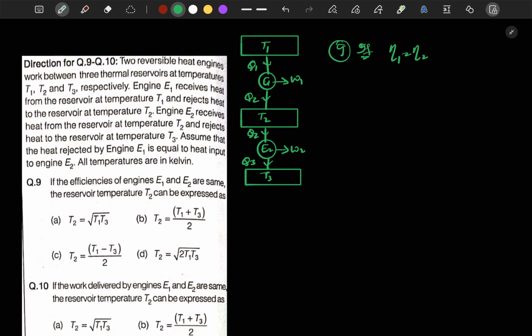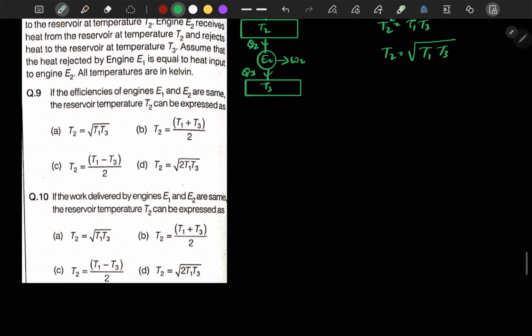Since we have been provided with reversible heat engines, both are reversible, so we can directly use the relation of temperature here. Efficiency is equal to 1 minus TL by TH, that will be 1 minus T2 by T1 here, and here it will be 1 minus T3 by T2. Now we can directly equate them. So from here, sorry, this should be T2. We get T2 square is equal to T1 T3, and from here T2 is equal to root of T1 T3. So option A is correct.